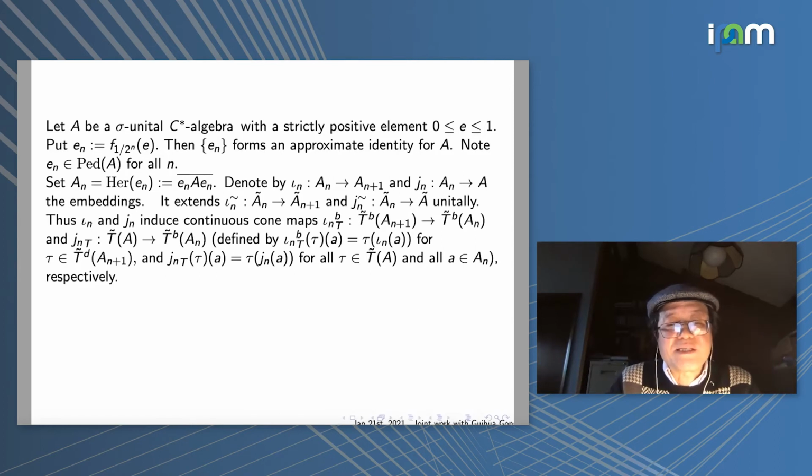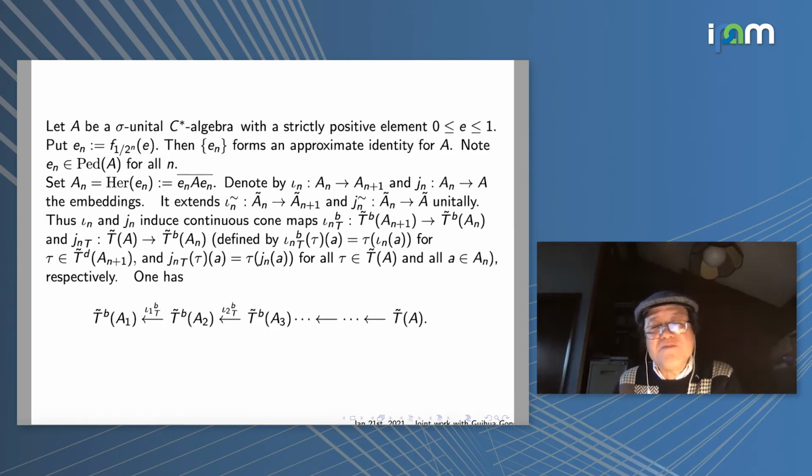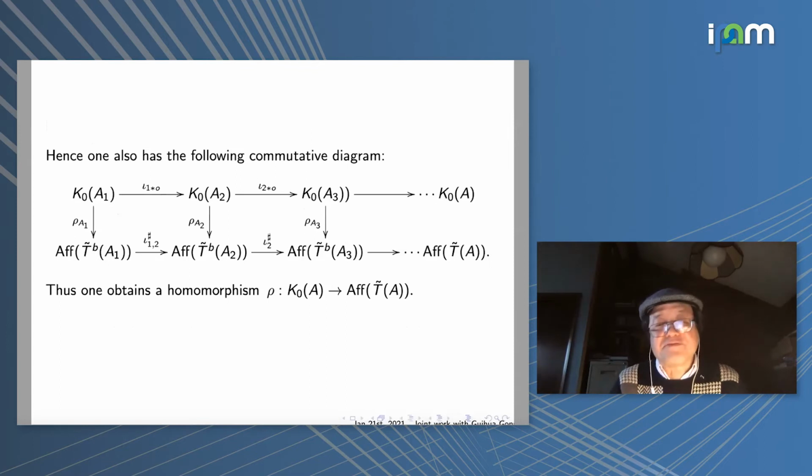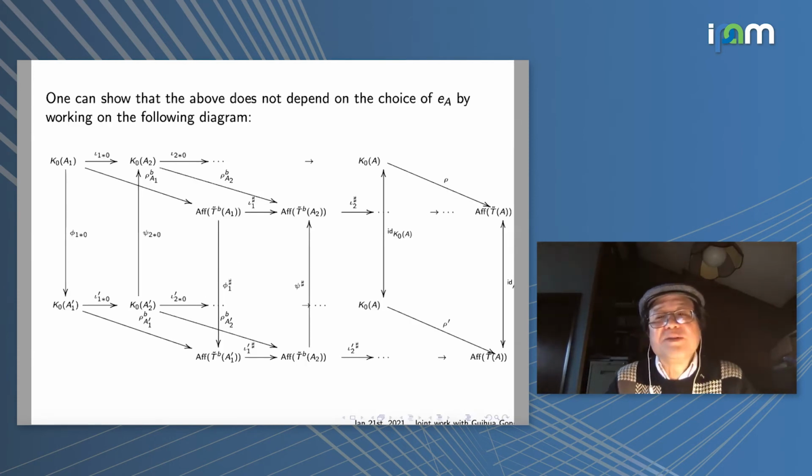Let me just quickly say that you will have an inverse limit of these traces. And from there, you can define a diagram. And this is actually a commutative diagram. So that will allow you to have a pairing. Now its value is determined. Of course, you have to really work out to show this is independent of the choice of the strictly positive element. And it turns out you can do that, not too hard.